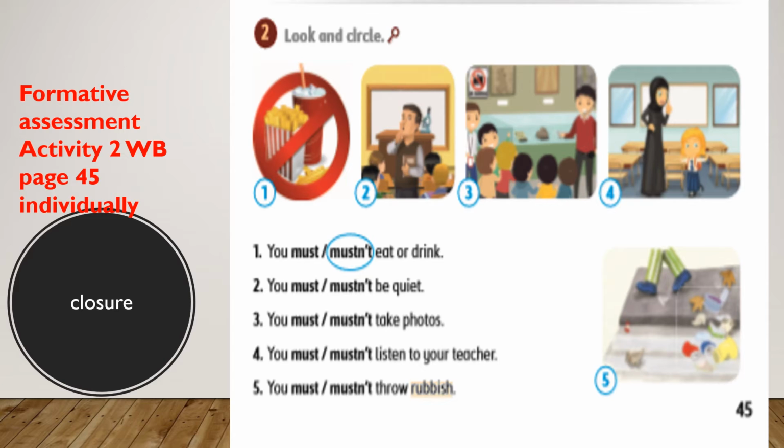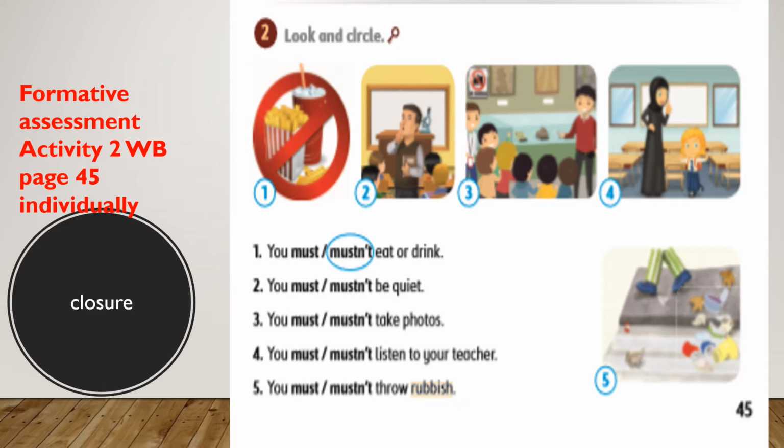Okay? Now, we come to do this exercise. You must or mustn't eat and drink. Number 2, you must or mustn't be quiet. The right answer is you must be quiet. Very good. Number 3, you must or mustn't take photo. You mustn't. Very good. Number 4, you must or mustn't listen to your teacher. You must. You must listen to your teacher. Number 5, you must or mustn't throw rubbish.